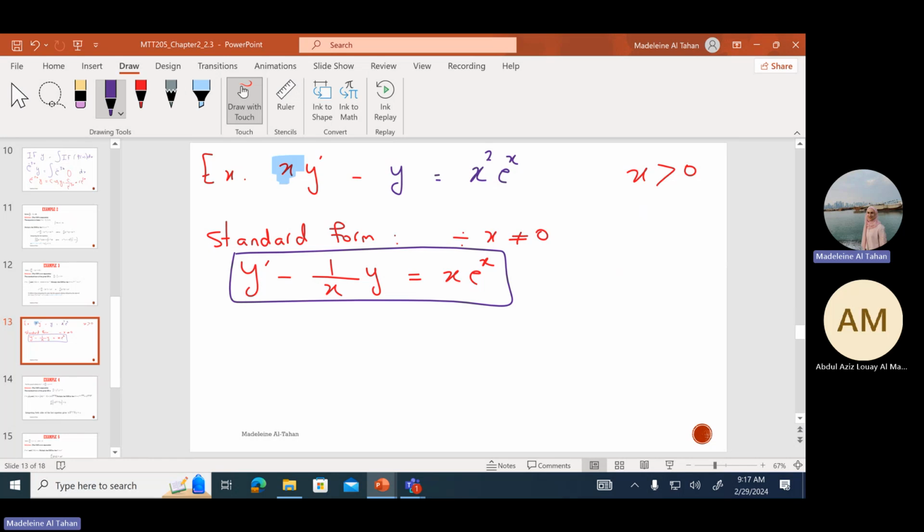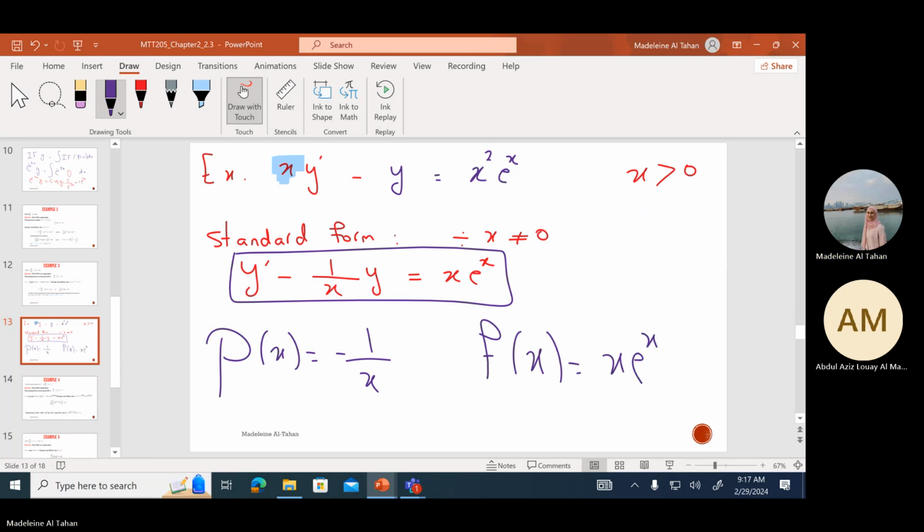Now we need to determine what's our P, what's our F. What's P? Everything before y, including the negative. And what's F? X, which is after the equal sign. Tell me again, how did you get 1 over x? We divided the whole equation by x. All good. So here we have P as minus 1 over x.